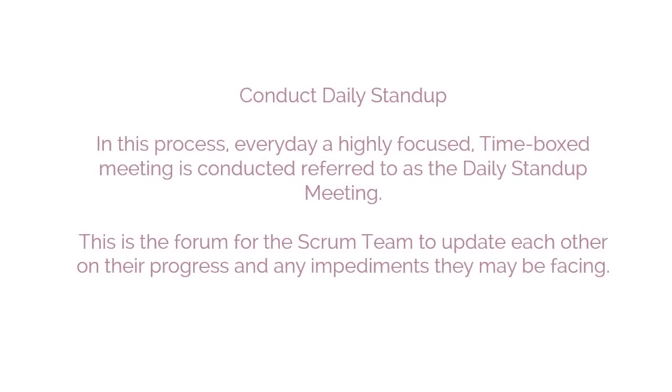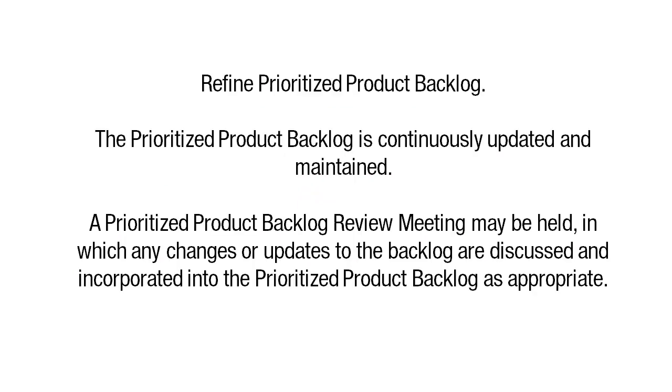Conduct daily stand-up is the second process followed. In this process, every day a highly focused, time-boxed meeting is conducted, referred to as the Daily Stand-up meeting. This is the forum for the Scrum team to update each other on their progress and any impediments they may be facing. The last process in the implementation phase is Refine Prioritized Product Backlog.